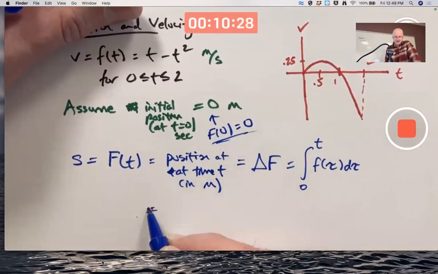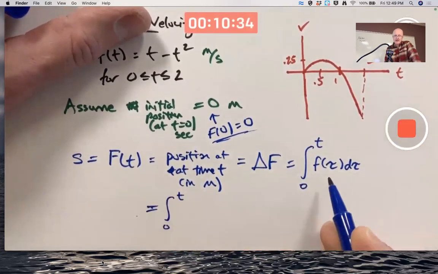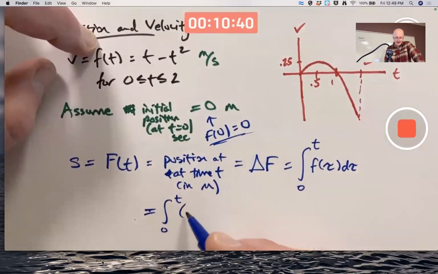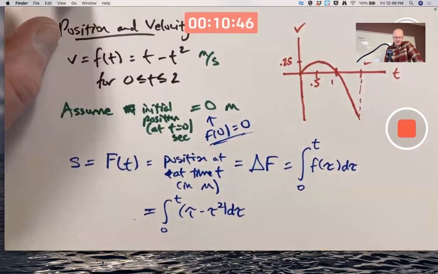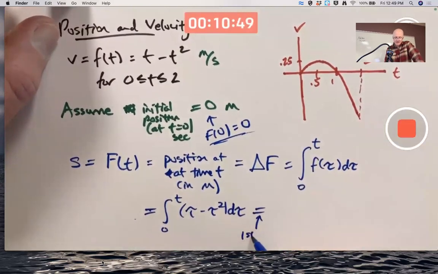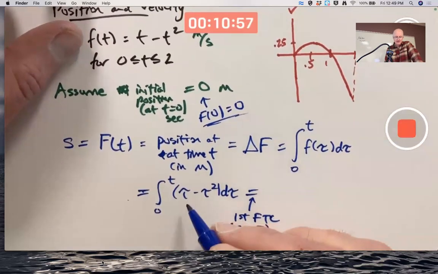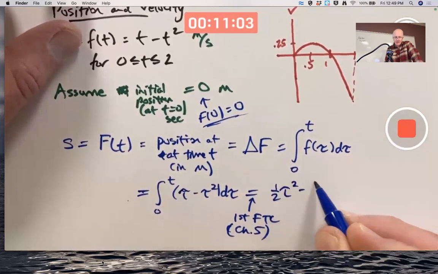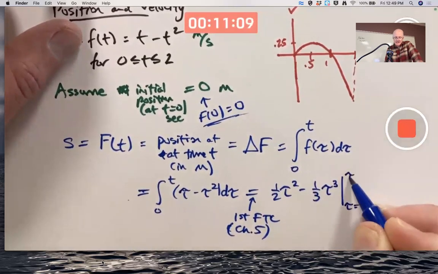Let's go ahead and evaluate this integral. What's f of tau? Well, here's f of t. Just replace those t's with taus. Tau minus tau squared, d tau. With the first FTC, first fundamental theorem of calculus from chapter 5, we can evaluate that integral by finding an antiderivative. Find an antiderivative of tau minus tau squared. It would be 1/2 tau squared minus 1/3 tau cubed. Tau goes from 0 to t.